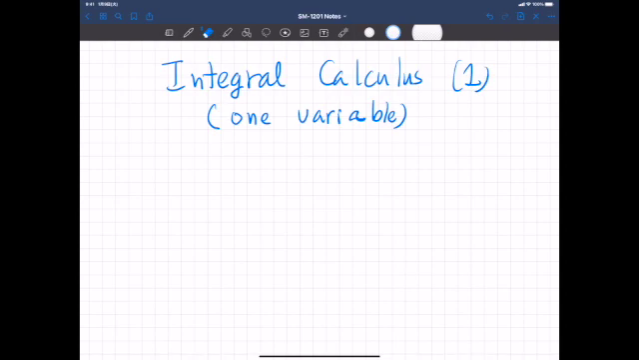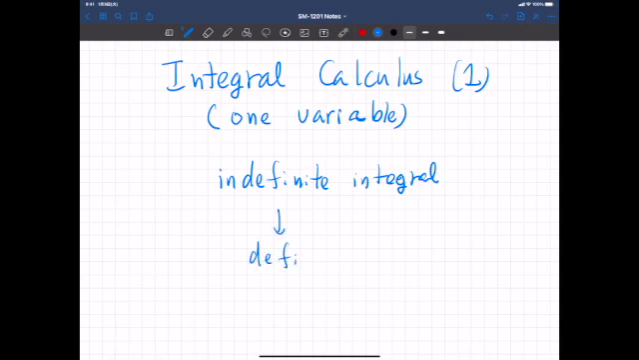Alright, from this lecture we start our study of integral calculus. Probably in high school you might have learned integration as an inverse operation of differentiation, so that you first studied indefinite integral. Then, based on that, you study definite integral, which can be used for calculating the area under the curve, for example.